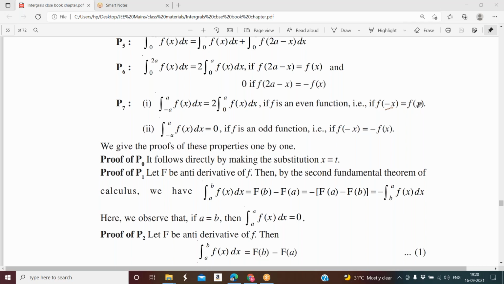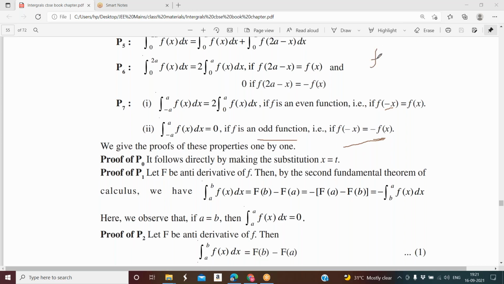What is the other case? An odd function means if you replace x by minus x and you get minus f of x, that is the condition. F of minus x equals minus f of x, then the given function is said to be an odd function of x.